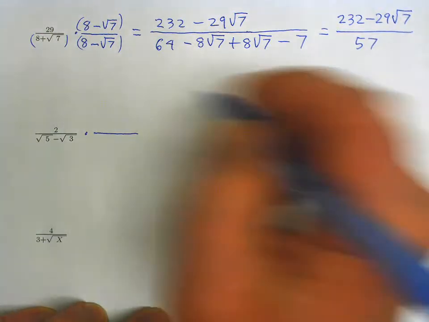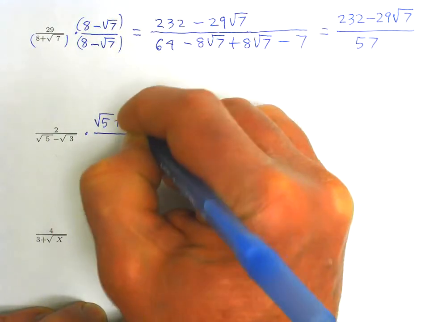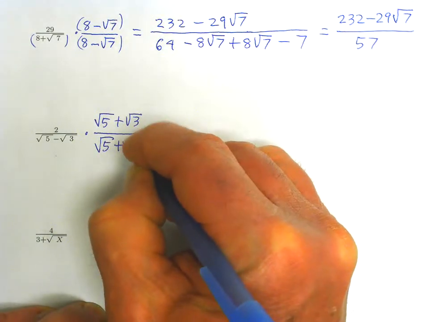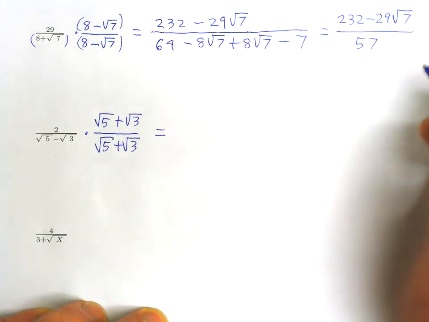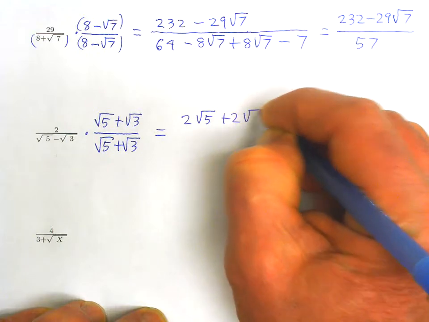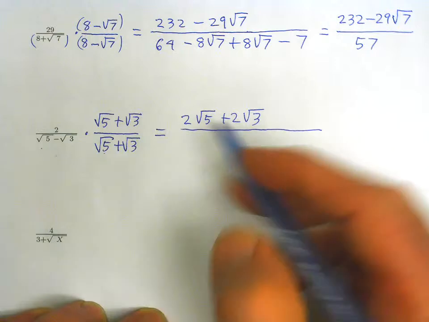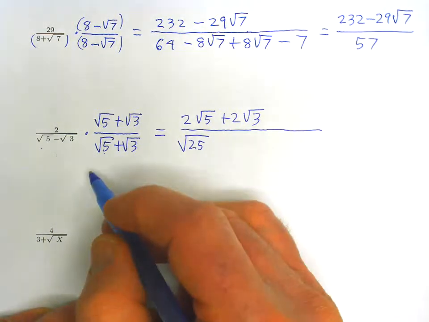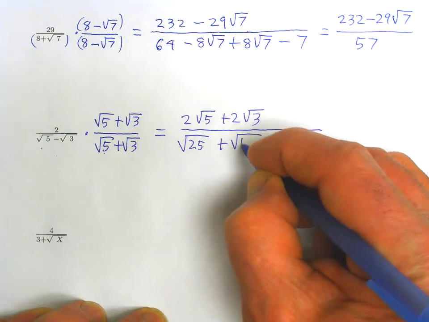The conjugate of the square root of 5 minus the square root of 3 is the square root of 5 plus the square root of 3. So we multiply the numerator and denominator by the square root of 5 plus the square root of 3. In the numerator, we get 2 times the square root of 5 plus 2 times the square root of 3. In the denominator, the square root of 5 times the square root of 5 is the square root of 25. That simplifies to 5. Then we have plus the square root of 5 times the square root of 3, which is plus the square root of 15.